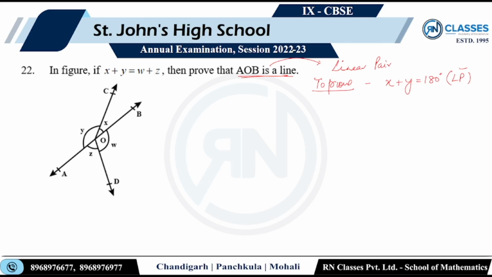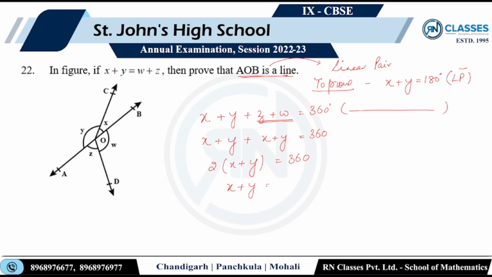So where to start from? एक काम करते हैं, x plus y plus z plus w is equal to 360, the entire angle. ठीक है, the entire angle. अब x plus y की value दी हुई है w plus z. मैं काम करता हूं, w plus z को x plus y लिख लेता हूं. यहां पे x plus y और यहां पे भी मैंने लिख लिया x plus y, which is equal to 360. So 2 times x plus y will give you 360. So x plus y will give you 180 degrees. x plus y एक बार आपके पास 180 आ गया, so आपने कह दिया भाई this becomes a linear pair. Linear pair बन गया, आप सीधा कह सकते हो AOB is a straight line.